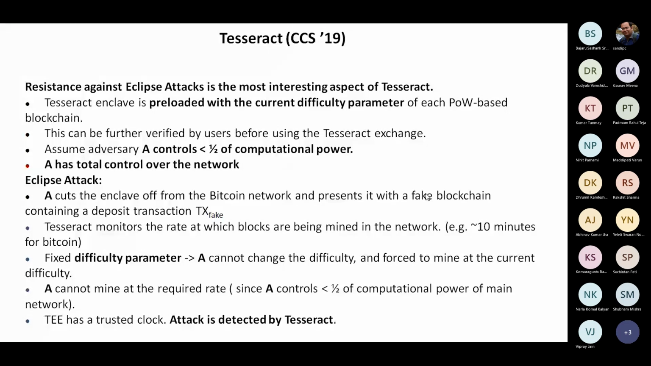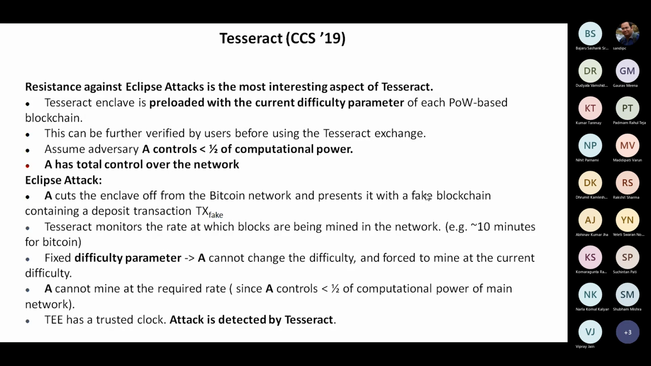One cannot make the clock faster or slower. The attacker cannot make it faster or slower. Even otherwise, the attacker could have taken full control of this node and changed the clock, like the rate at which the clock is generated, or tampered with the clock. But this trusted clock is built into the hardware, which cannot be changed by the attacker.